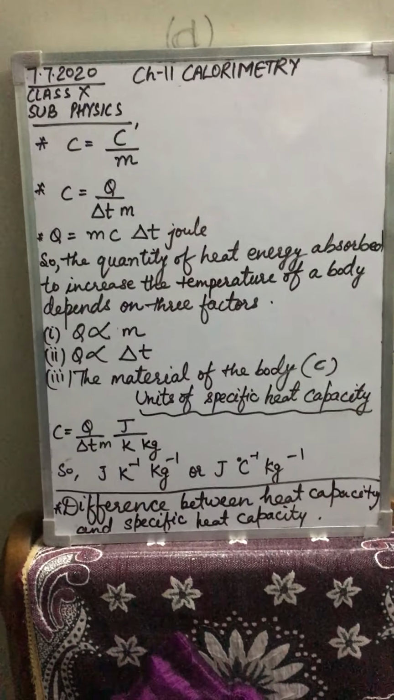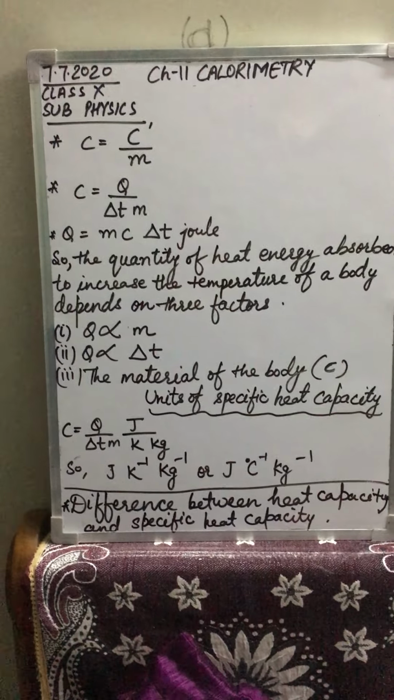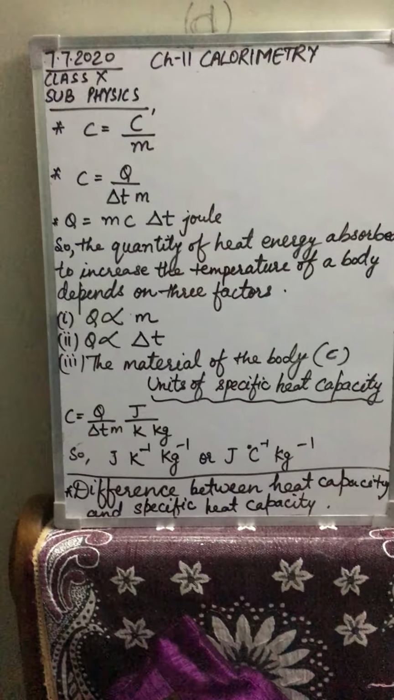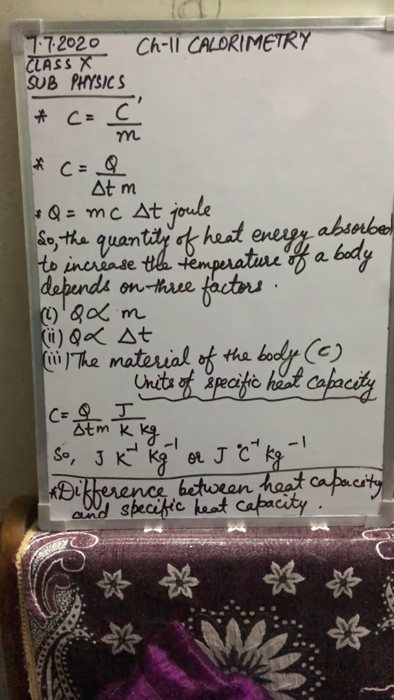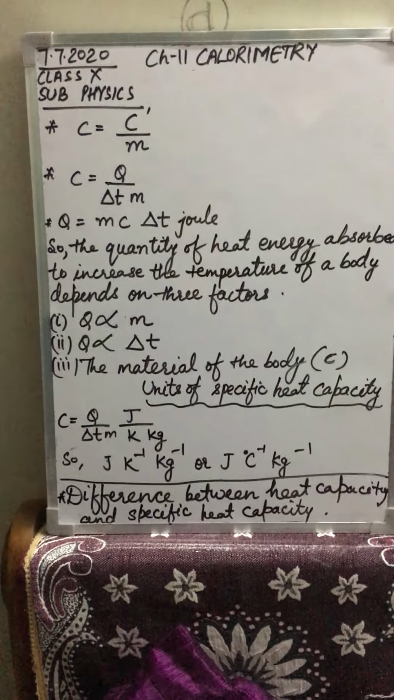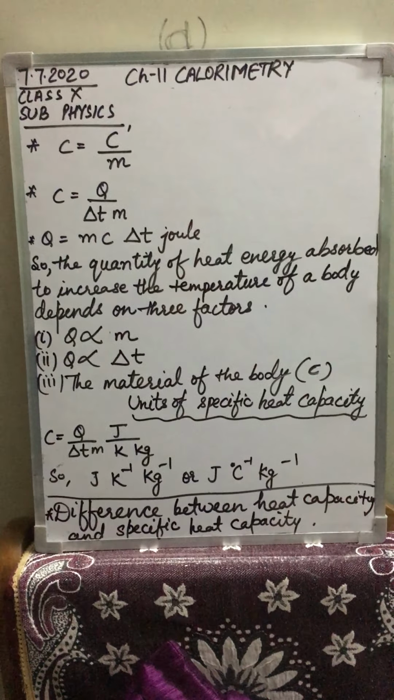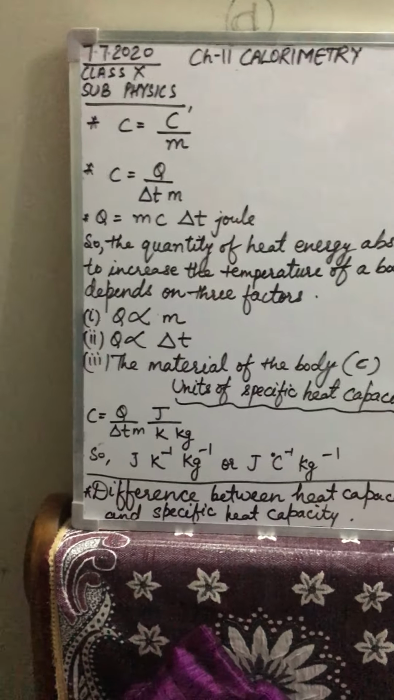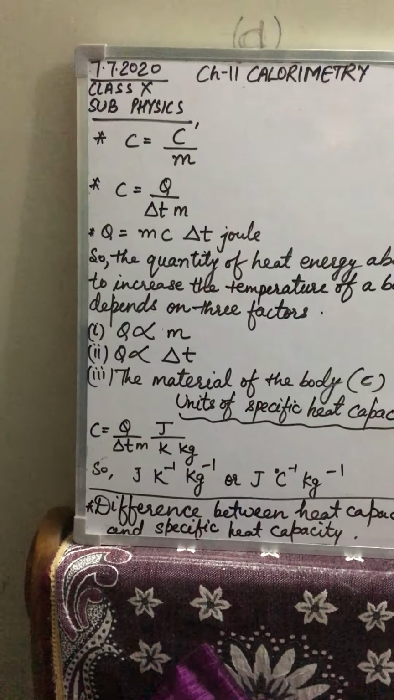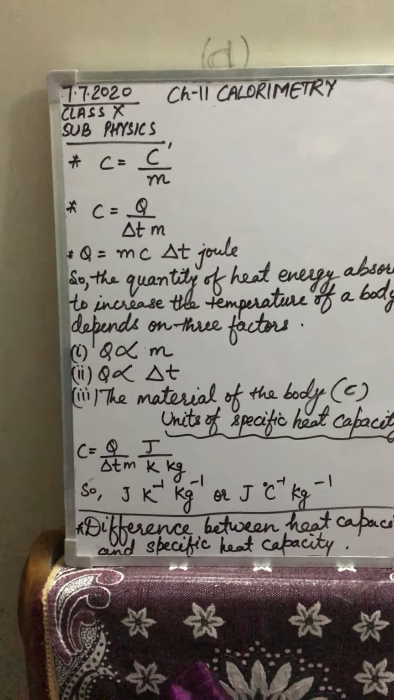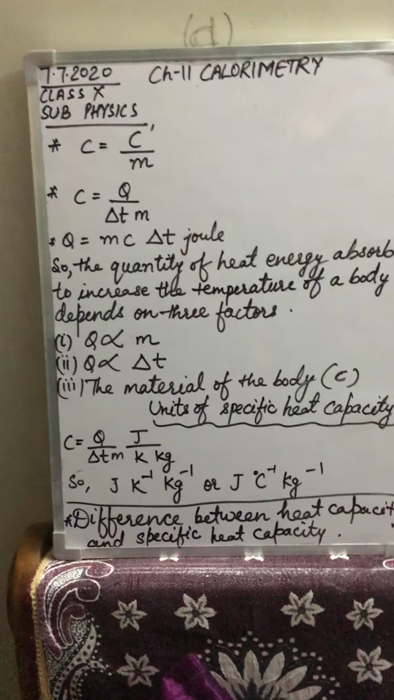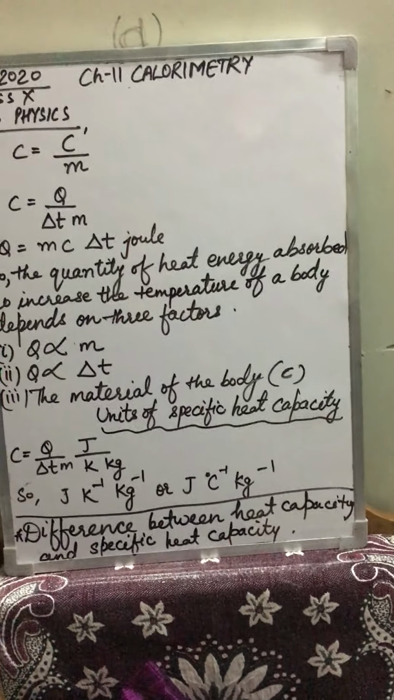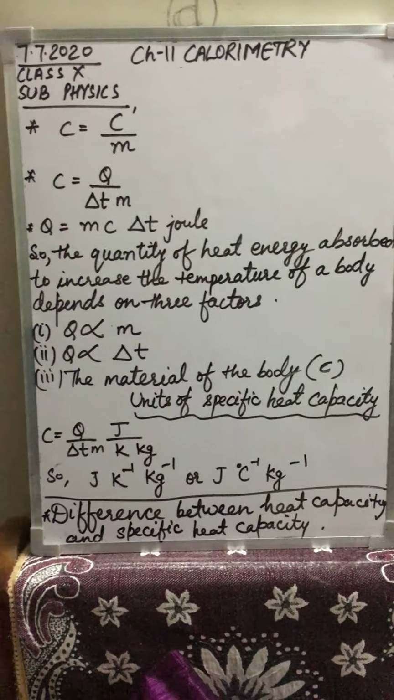Now see, children, the quantity of heat energy absorbed to increase the temperature of a body depends on three factors. See, Q depends on three factors. What is that? Q is directly proportional to m. More the mass, more the heat energy is required. Q is directly proportional to delta T. Delta T means what? Rise in temperature. More rise in temperature we require, then we have to give more amount of heat energy. Likewise, the third factor is that Q depends on the material of the body, which is represented by c. So when we join all these three factors in a formula, we have Q equals mc delta T joule.